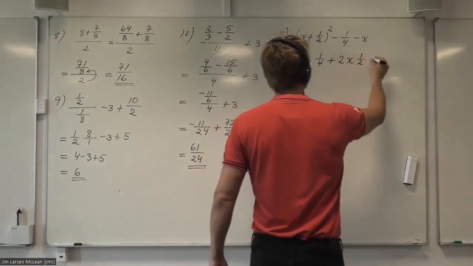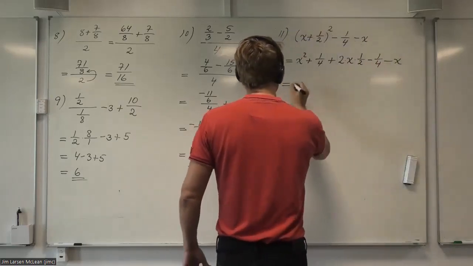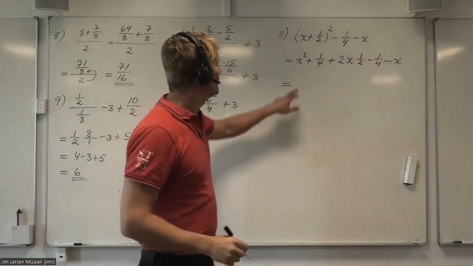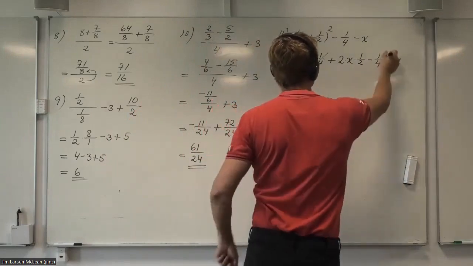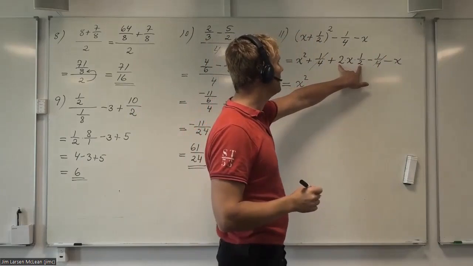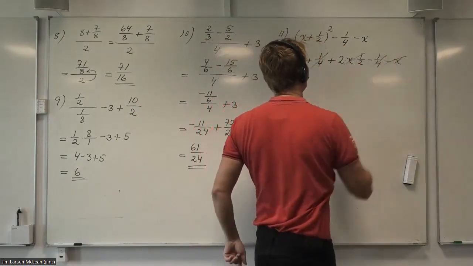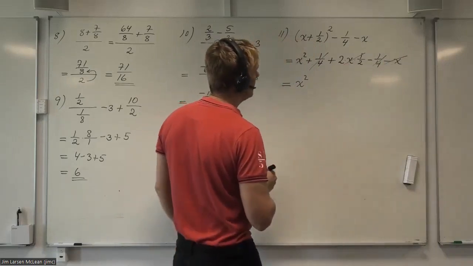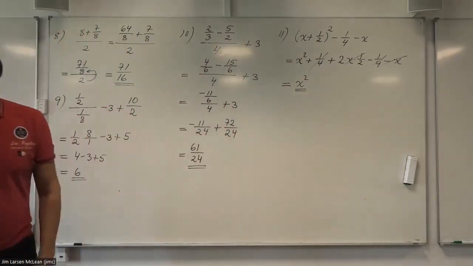Then I need twice the product, which is 2 times x times 1/2. And finally, I need to copy and paste the rest. So minus 1/4 and minus x. Let's see what we get. All in all, it looks like it survives. A quarter cancels with minus a quarter, and 2 times a half gives a whole. So here we have a whole x minus a whole x, they cancel out. So that means it just ends up giving x squared. And that was task 11.